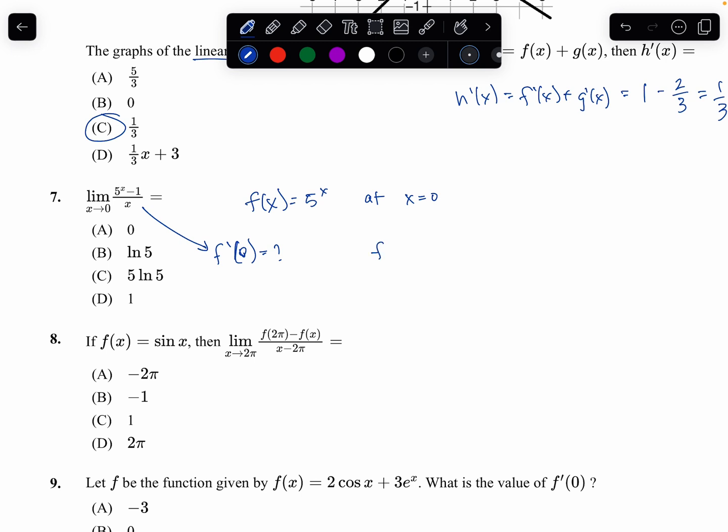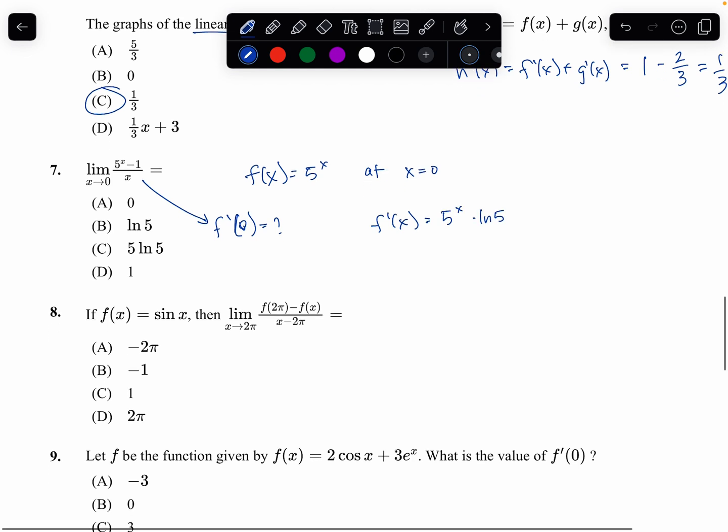So f prime of x, the derivative of 5 to the x is 5 to the x times the natural log of 5. And f prime of 0 is going to be equal to 5 to the 0 times the natural log of 5. That's just going to be the natural log of 5 because 5 to the 0 is 1. So natural log of 5.